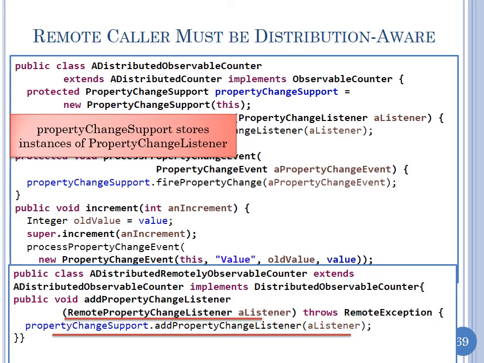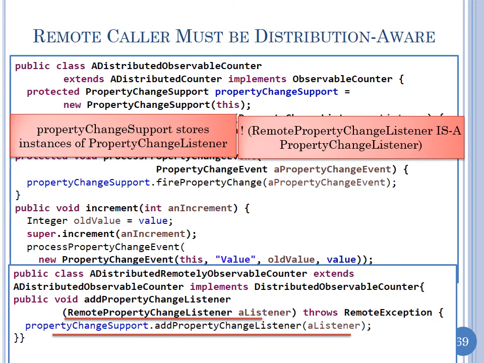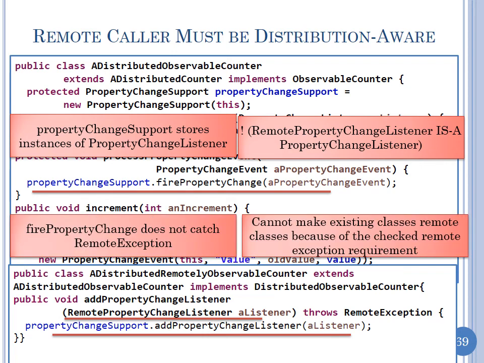The problem is property change support stores instances of property change listener. And as Adi mentioned, remote property change listener is not a property change listener. That method is not able to catch remote exceptions. So when it says property change support dot fire property change, that fire property change method must be a local method. It will call the property change method in the observers, and that method must be a local method, so it does not catch remote exception.